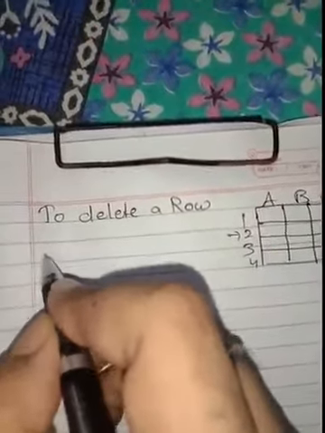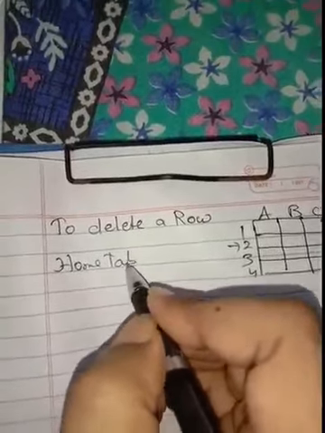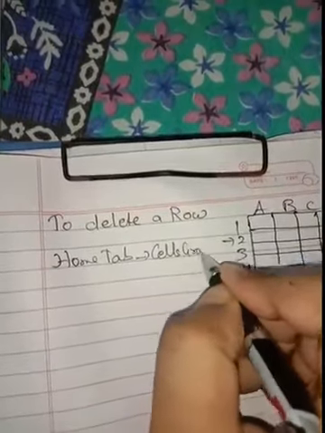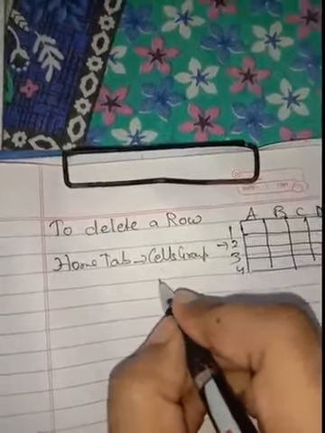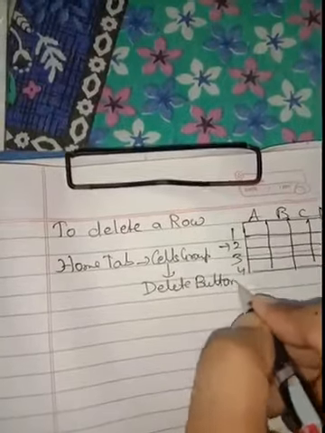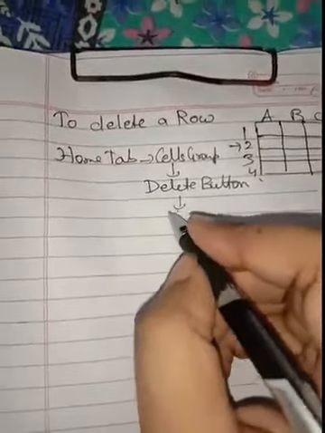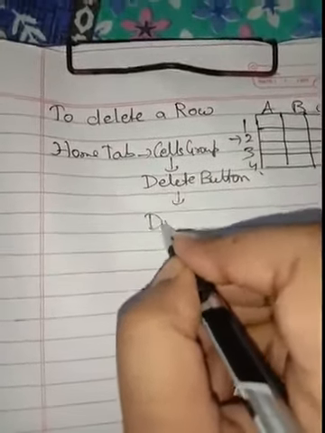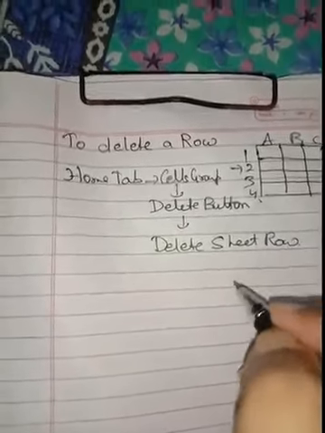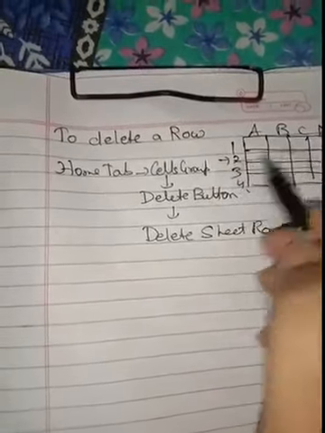Now move to the Home tab. From the Home tab, move to the Cells group. From the Cells group, click on the Delete button. And from the Delete button, select Delete Sheet Rows and then left click on it. The entire row will be deleted over here.